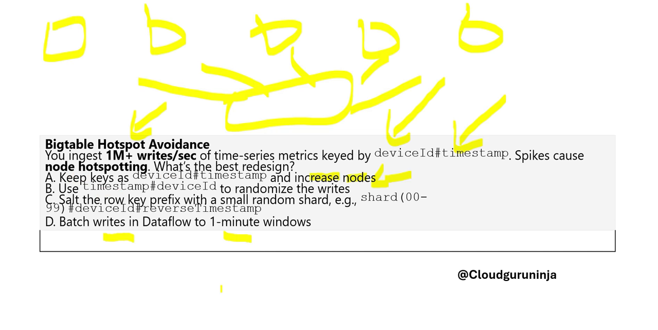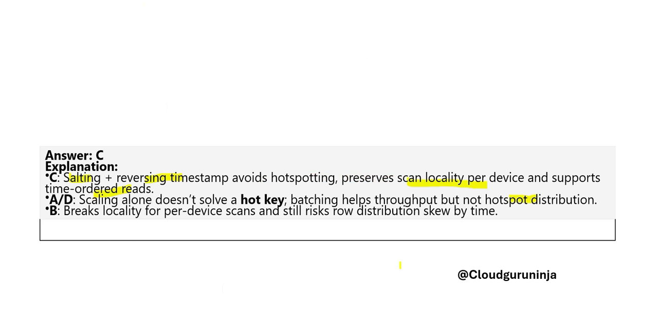And B says instead of device ID and timestamp, you reverse it. You use timestamp and device ID to randomize the writes. Do you think randomization is a good solution? It is not a good solution because it breaks the locality for per device scans, and there will still be risks of row distribution skew by time.